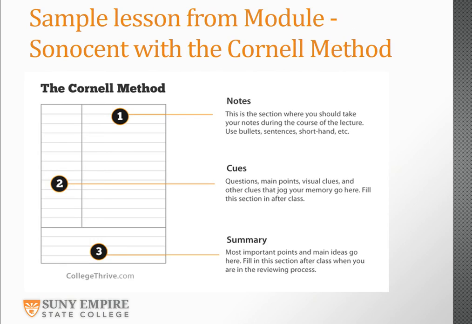A sample lesson from within the module would be using Sonocent Audio Note Taker with the Cornell method. Very quickly, the Cornell method is one way of taking notes in which you split sections on the page in order to contain certain types of notes. Section 1 has traditional notes. Section 2 has questions, main points, visual clues, or other cues to jog your memory. And the third is a summary that is synthesized from all the other information and occurs later while studying.